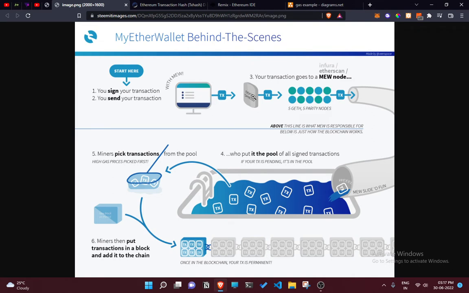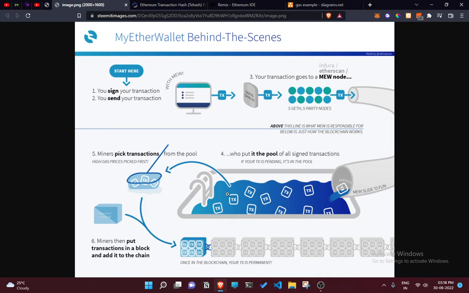Now let's forget all this DDoS shield and this MEW node and this Infura and this Etherscan. Let's say you sign a transaction, then the signed transaction goes to these nodes, and the nodes pass it on through the network, and then these transactions fill up this pool. These pools are essentially the pool of all signed transactions that are pending right now.